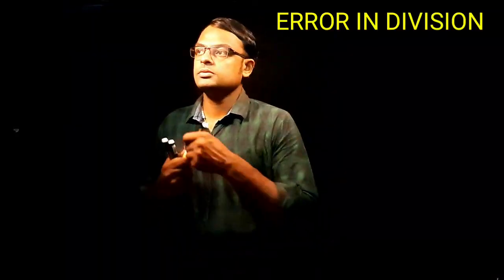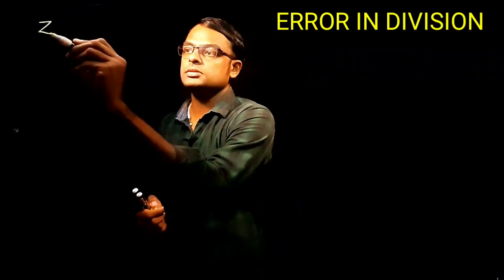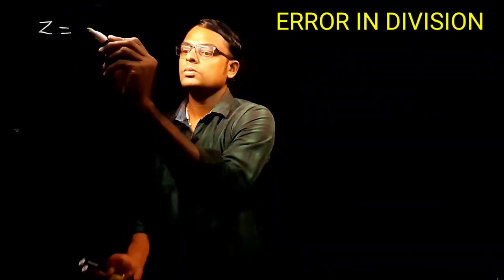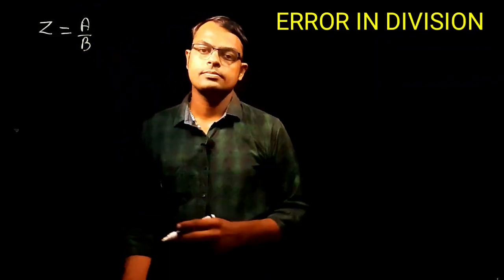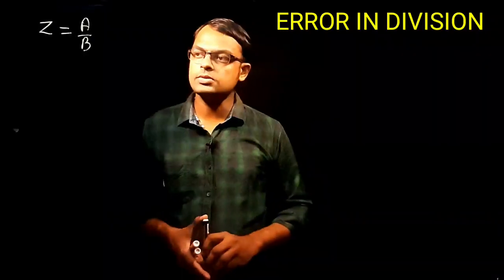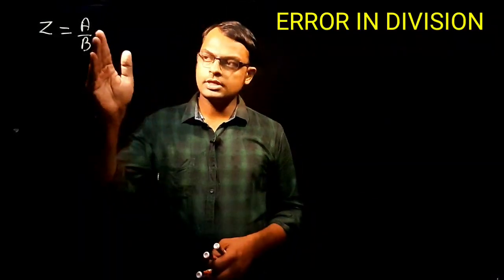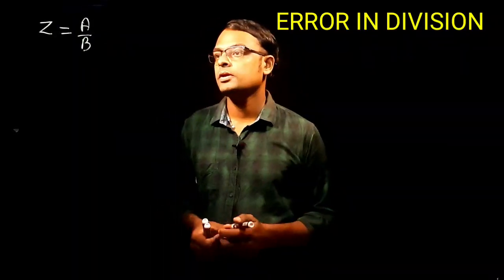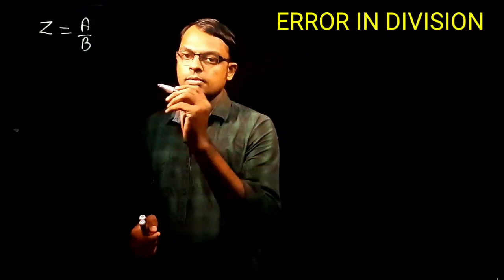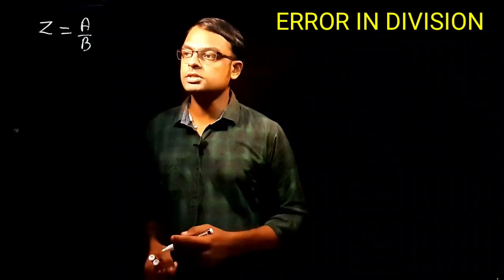Now let's do another mathematical operation, that is division. Just imagine Z is equal to A divided by B. Now we are going to divide two physical quantities. So definitely these are physical quantities A and B. There is a chance for error in A and B because we are measuring with an instrument. So what is the maximum possible error in the final result? That's what we are going to discuss now.